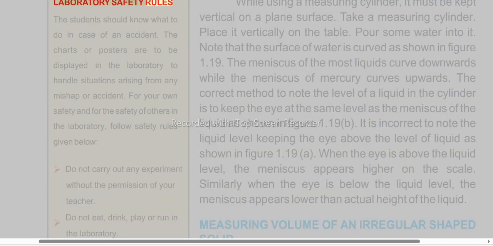Laboratory safety rules: the students should know what to do in case of an accident. The charts or posters are to be displayed in the laboratory to handle situations arising from any mishap or accident. For your own safety and for the safety of others in the laboratory, follow safety rules given below.